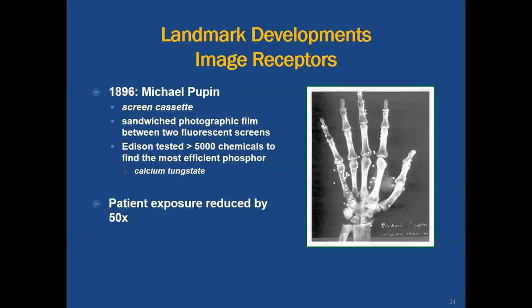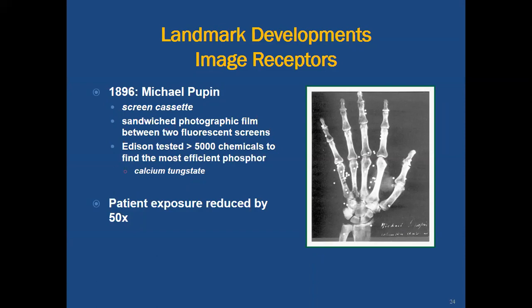Now, when Röntgen first discovered X-rays and realized their potential importance to medicine, the images that were recorded in those early days were on glass plates. But shortly thereafter, in 1896, Pupin invented, he didn't discover, screen cassettes. What he did was sandwich photographic film that is sensitive to light between two fluorescent screens that, when they were struck by X-rays, emitted light.